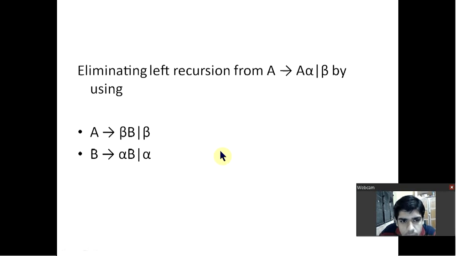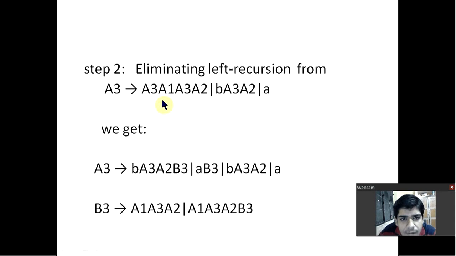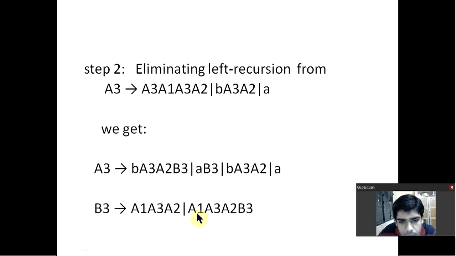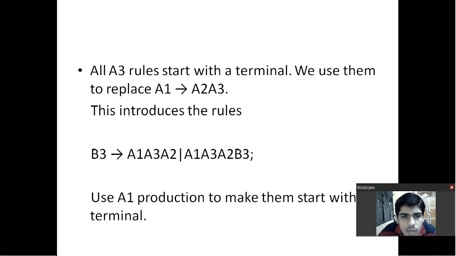Now following the second step, B implies alpha beta. Our alpha here is A1 A3 A2. So B implies alpha B and alpha. This is alpha B, not alpha beta, alpha B and alpha. So now we have removed left recursion from our example. So now our A3 rule has passed both the steps, step 1 and step 2.